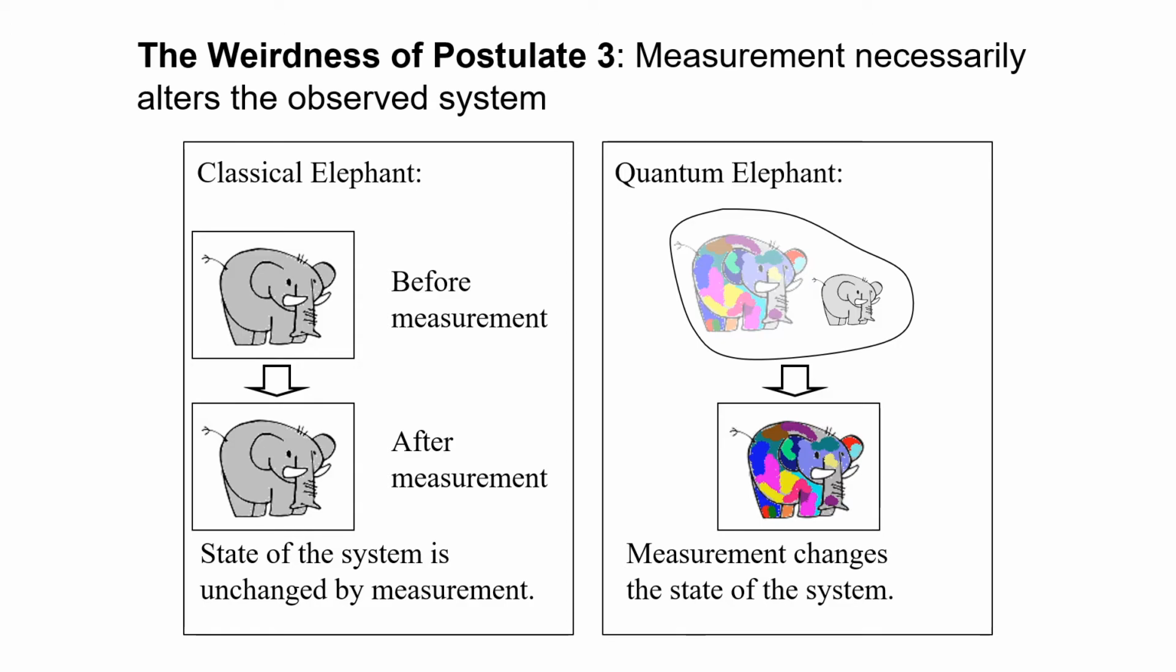Measurement alters the observed system. This is also related to the Heisenberg uncertainty principle. So the classical elephant is sitting here looking like this before the measurement, and after we measure it, it hasn't changed, it hasn't moved, the state of the system is unchanged. But the quantum elephant on the right, in a superposed state of multicolor and gray, has actually been changed by the measurement. It's actually been changed into a fully composite system.